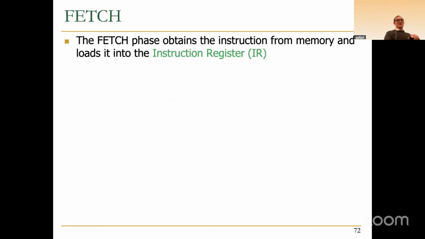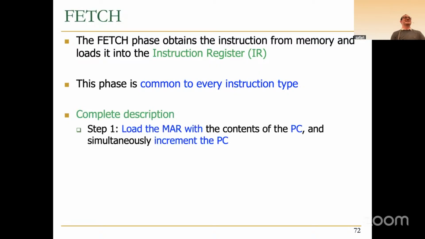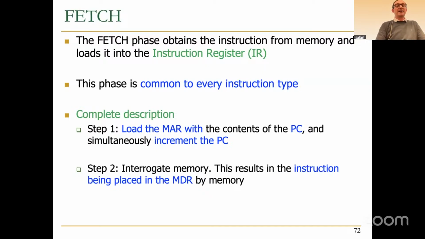Okay, so fetch phase. This phase obtains the instruction from memory and loads it into the instruction register. I kind of said that actually earlier, but every instruction has to go through this. The complete description looks like this actually. I'm going to show you a picture also. You load the memory address register with the contents of the program counter, which is the address of the instruction, as you know, and simultaneously increment the program counter because you're going to go to the next instruction later at some point. And then you access memory or interrogate memory, as used by Patt and Patel.